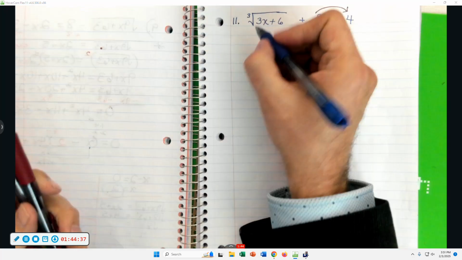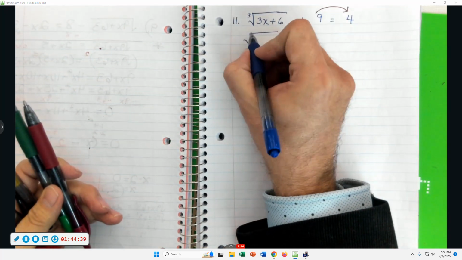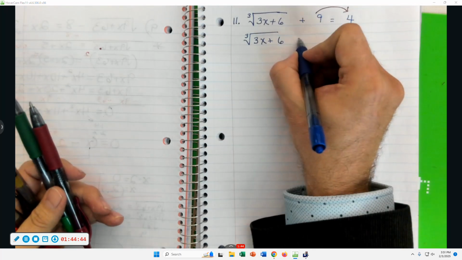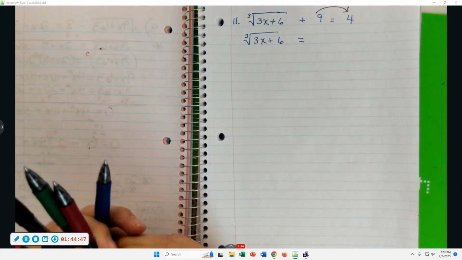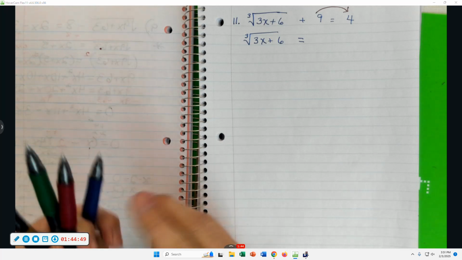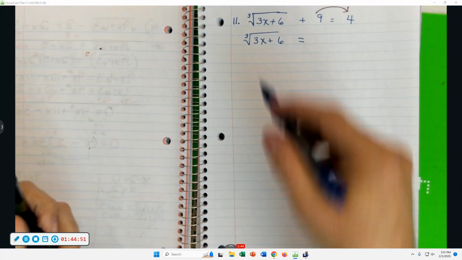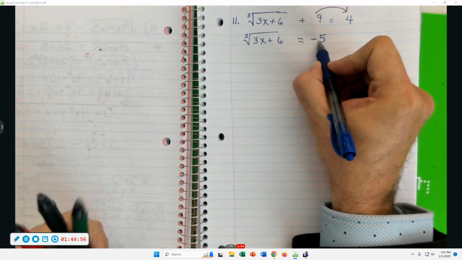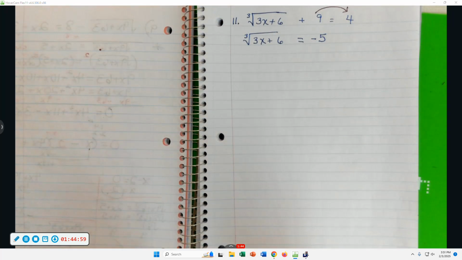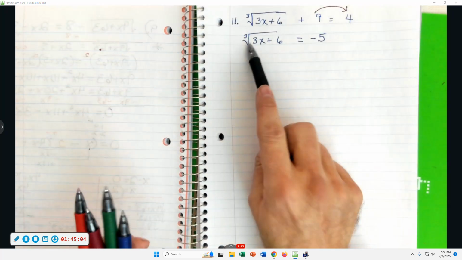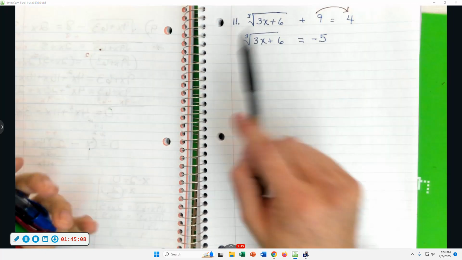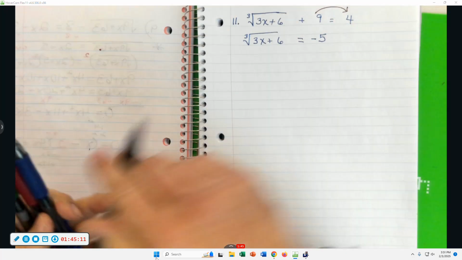So we have the cube root of 3x plus 6 equals 4 minus 9. What number do I have over here? Negative 5. That's right. Wait, do we have to check this one? No, we don't have to check it. I was about to say, this is the one we'll have to use to check. But no, we don't.